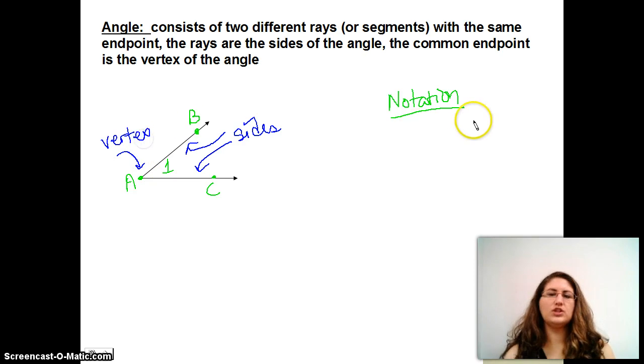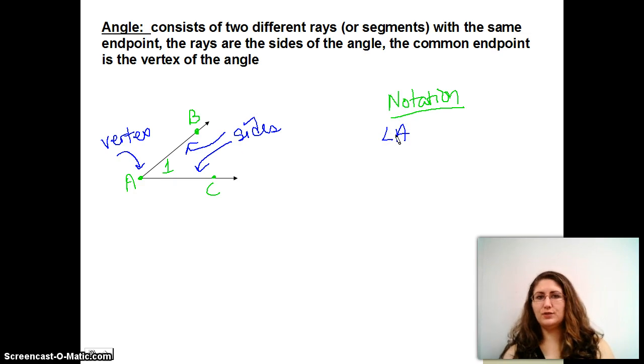Now, notation. There are 4 different ways that I can name this angle. I want you to pause the video and see if you can come up with those 4 names on your own, and then rejoin me. Alright, so the first thing I can do is name it by the vertex, angle A. That's it, one simple letter. The reason I'm allowed to do this here is because there's only one angle at vertex A. If there's more than one angle at vertex A, you have to use 3 letters to name the angle.